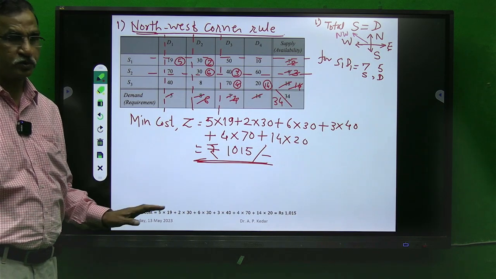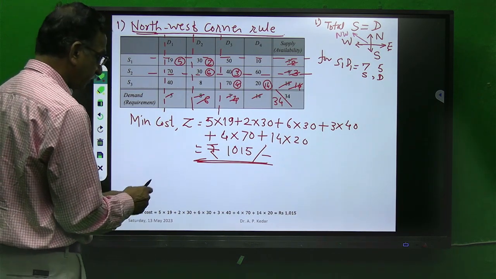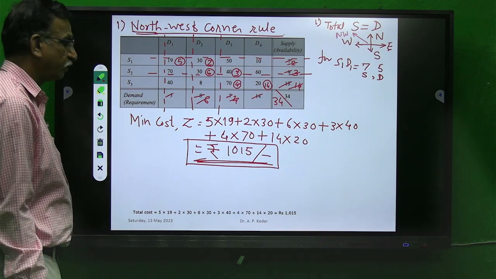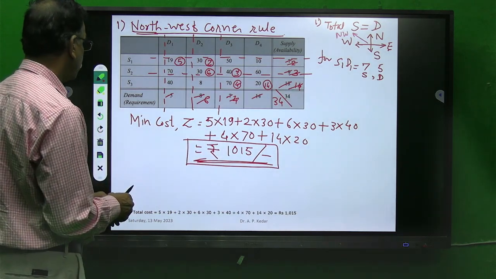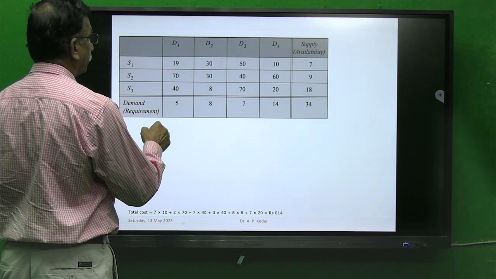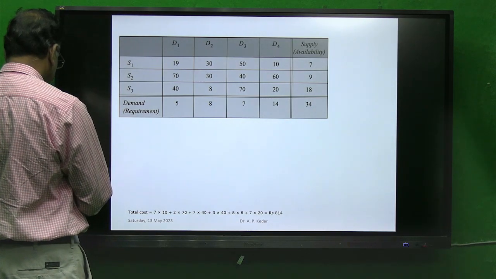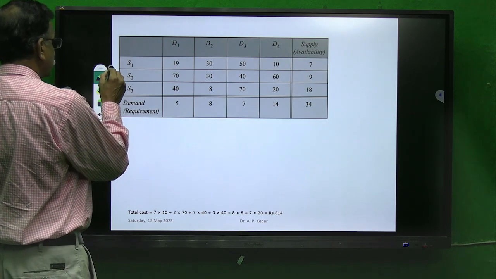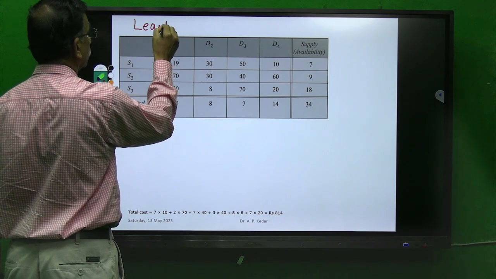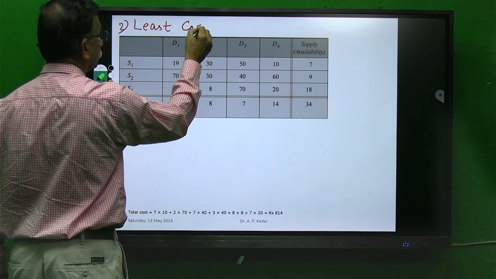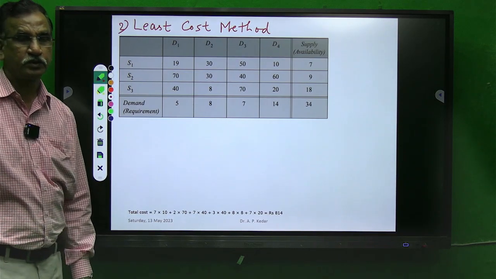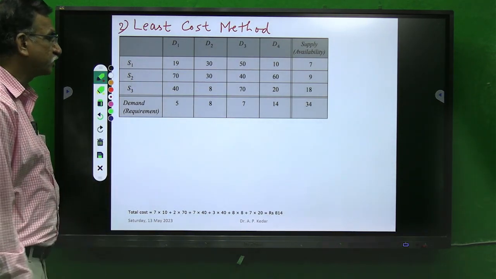Got it? So this is the method by which we are supposed to find it. Now we will keep this figure in mind, that by the first method we got 1015. Now we will see the second method, and the second method is the least cost method for finding the initial solution. Now again I will explain the steps.